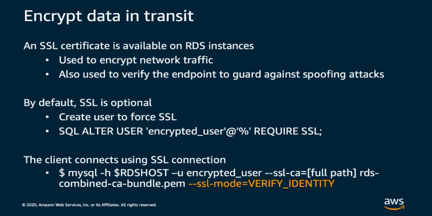Whenever you create an RDS instance, an SSL certificate is made available. That SSL certificate will guard against any spoofing attacks. You can also configure SSL options from your application if you want to encrypt any data coming from the application to your storage subsystem. Whenever you use these SSL options, all the data is encrypted in transit as well.